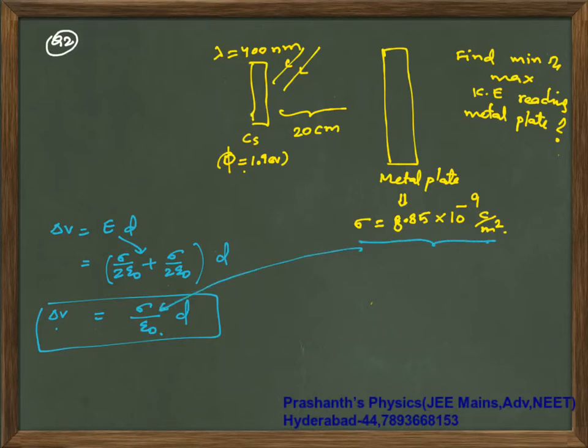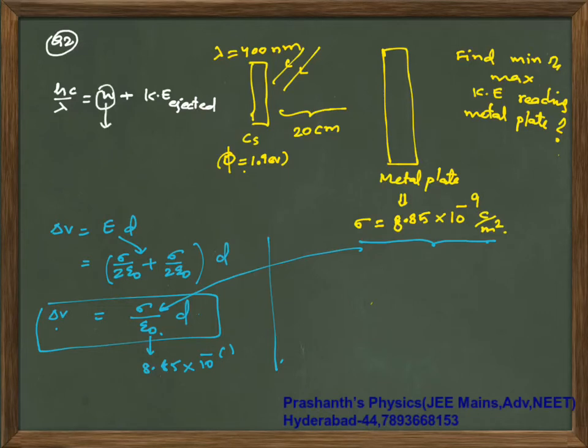You substitute in place of D 20 centimeter, that is 20 by 100. In place of epsilon naught, it is 8.85 into 10 power minus 11 or 12, whatever it is, you substitute, and the sigma value is given. Get the potential difference. Once you get the potential difference, what are you supposed to do? Stick to the basics, nothing new will be there. hc by lambda is equal to work function plus KE of ejected electrons. KE ejected, you get it.